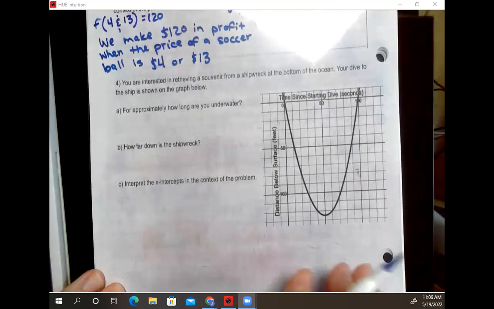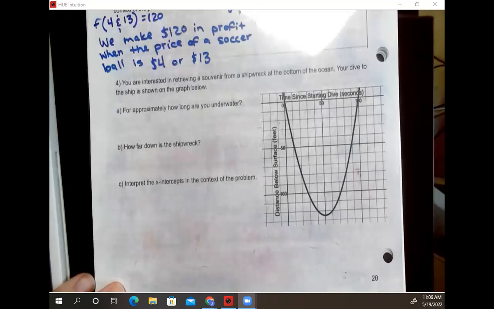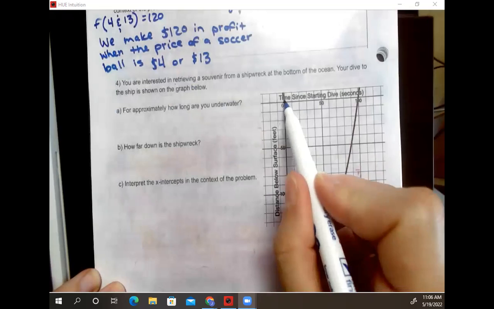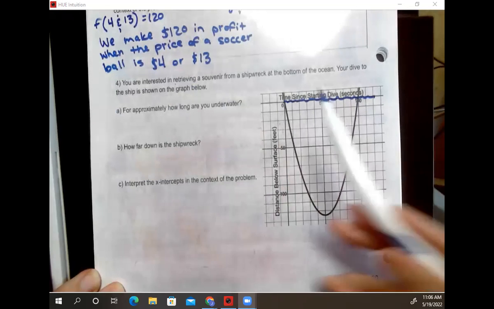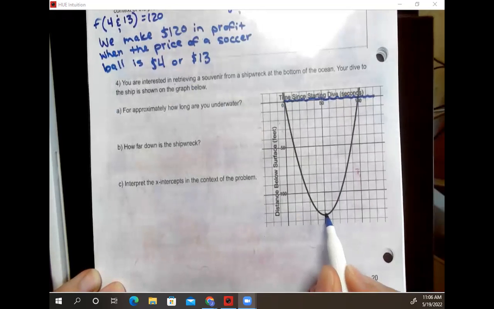Okay, and then finally, number 4. You are interested in retrieving a souvenir from a shipwreck at the bottom of the ocean. Your dive to the ship is shown in the graph below. So here's our distance below the water. So our water line here is right at the x-axis. And then this is the time of my dive. Down here is my treasure, or whatever it is.